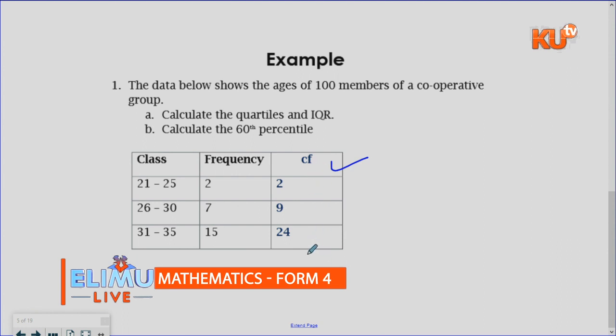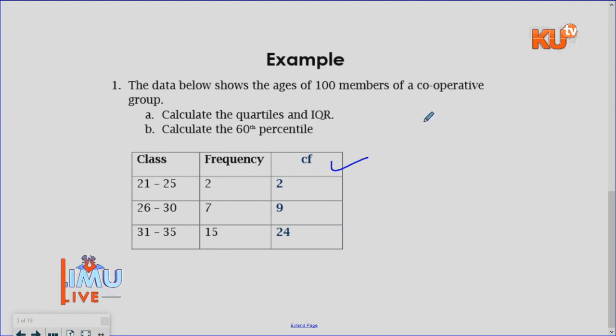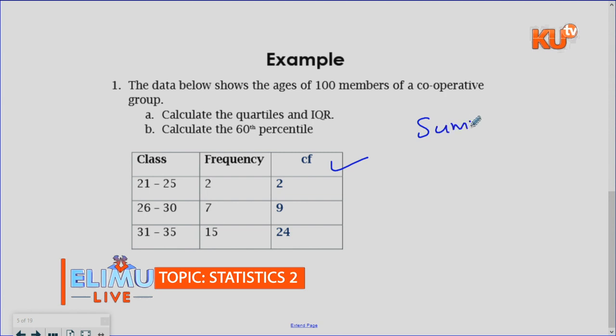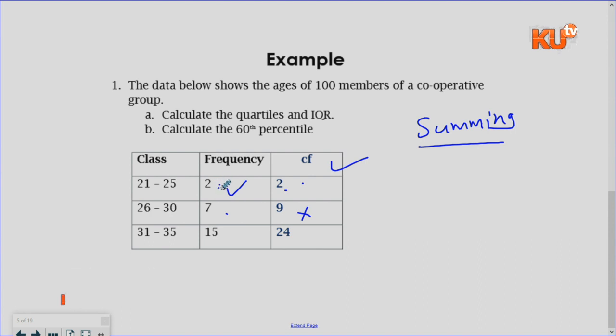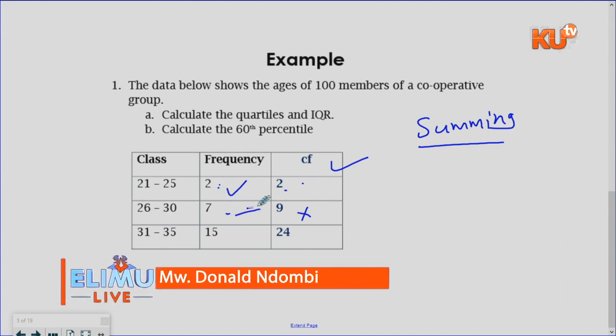Then you are supposed to add your cumulative frequency. Now, what does cumulative mean? Cumulative comes from the word add. You are adding all the frequencies downwards. The first cumulative frequency is 2, so you take the 2 the way it is. Now the next one, where did I get 9? You add 2 plus 7, that will give us 9. The next one, you say 2 plus 7 plus 15. That will give you 24.